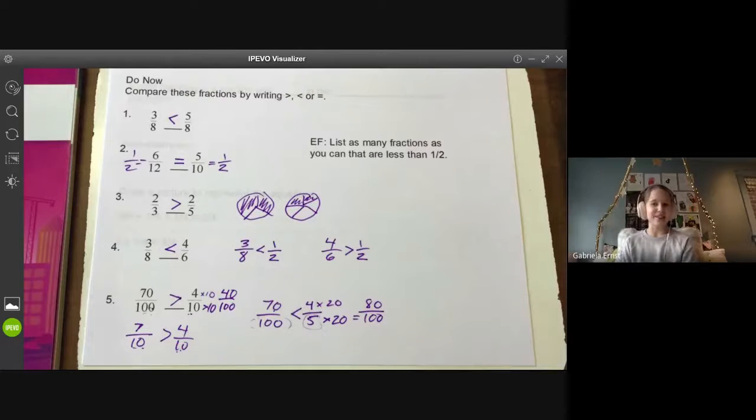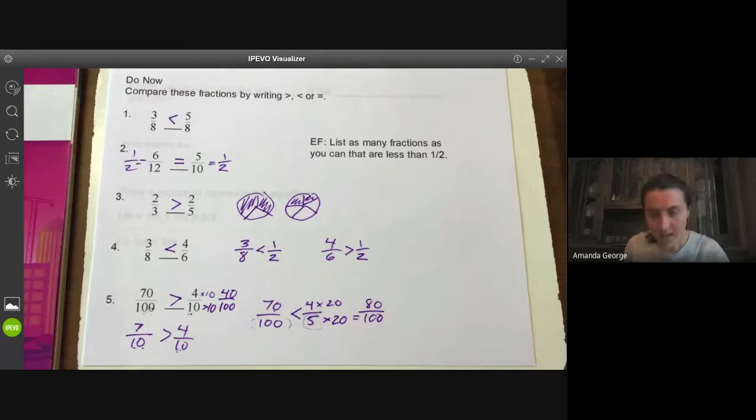I was just saying I did the early finishers. Oh, awesome. Yeah, good, good. Yay, way to take advantage of that.